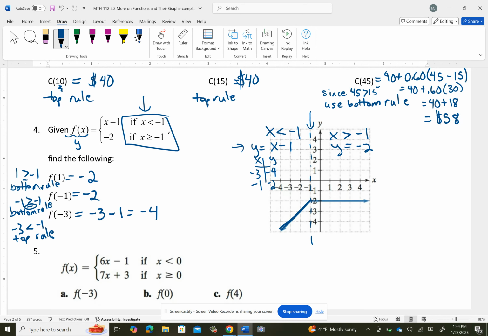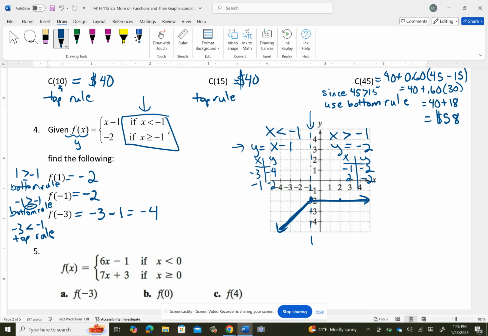Okay? And then when I'm to the right, I'm supposed to use that the output is going to be negative 2 no matter what. I always like plugging in the endpoint to see where it would be, and then plug in something like an x of 2 or whatever, and you're going to get a negative 2. So this point and that point, and then I'm going to connect them because I know they're lines. That's how I would have graphed it, okay?